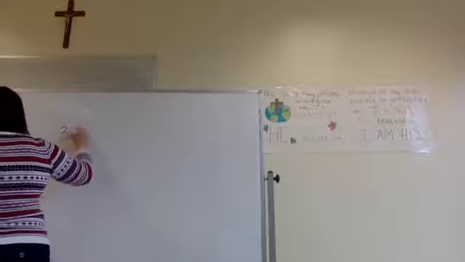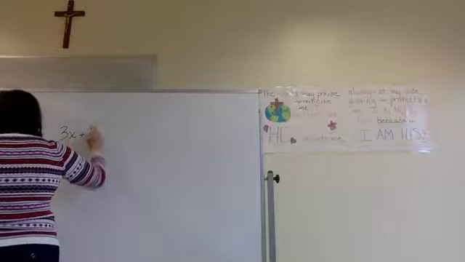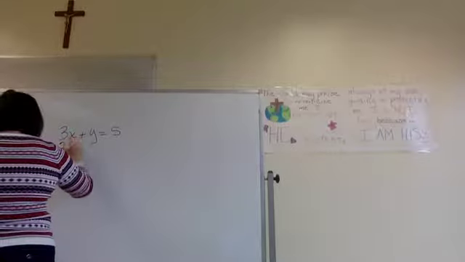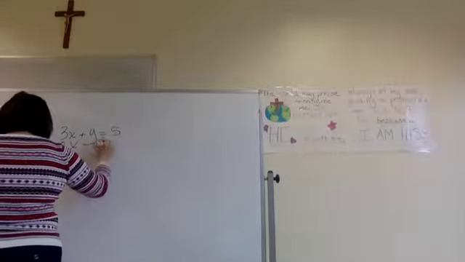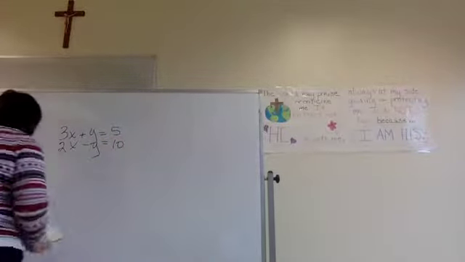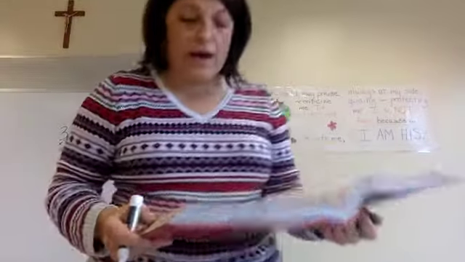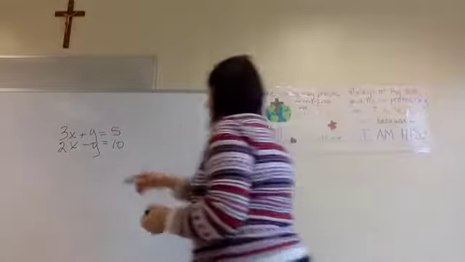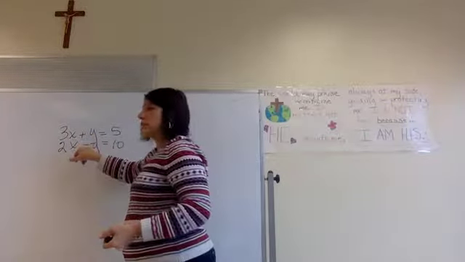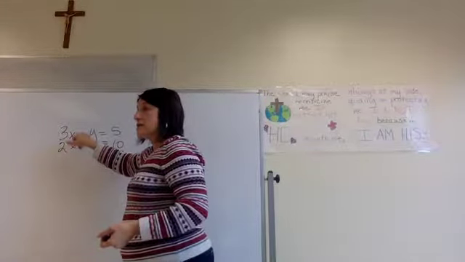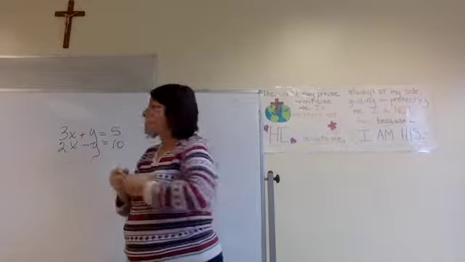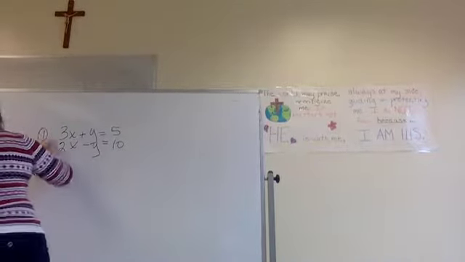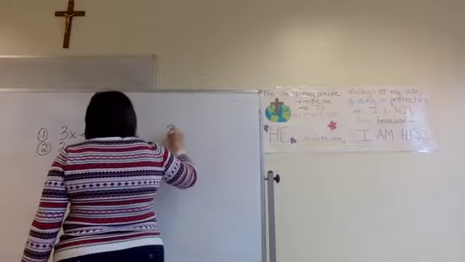3x plus y equals 5. 2x minus y equals 10. And this one you could go either way. You've got a coefficient of 1 here, and a coefficient of -1 here. I would just use this one. Use equation 1 and set it up. So let's do that together. We're going to mess around with 1.